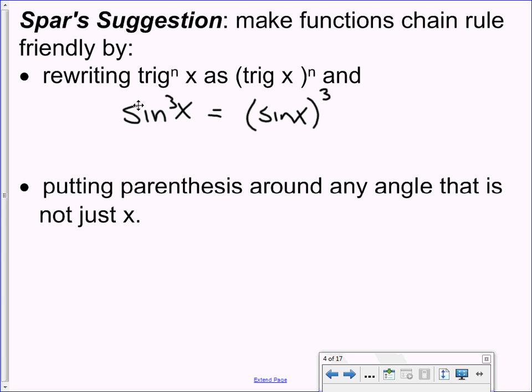Another little suggestion I have for you is if you have a trig function with an angle, unless that angle is just x, put parentheses around the angle. So if you have tan of x squared, you see two functions. You see the squaring function and the tan function. Well, once you put parentheses around the angle, now you can see that the outside function is the tan function and the inside function is the squaring function.